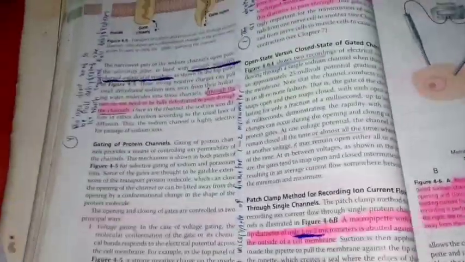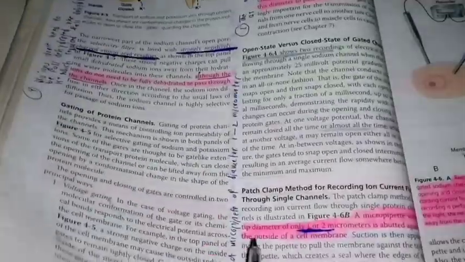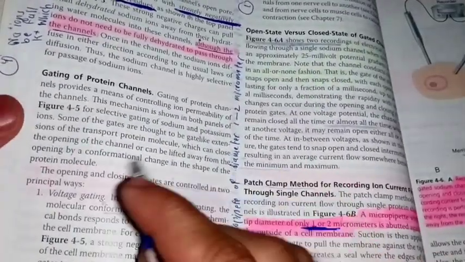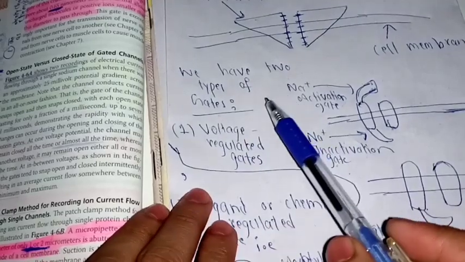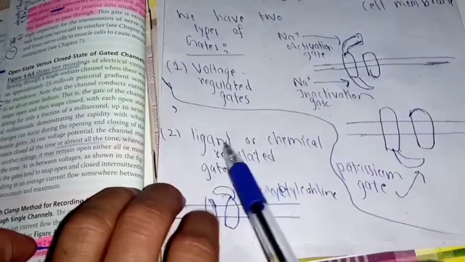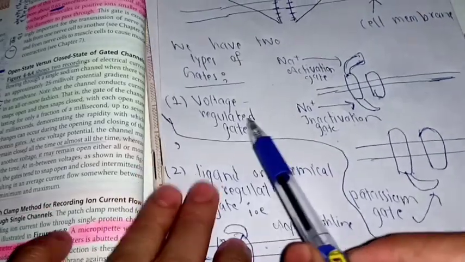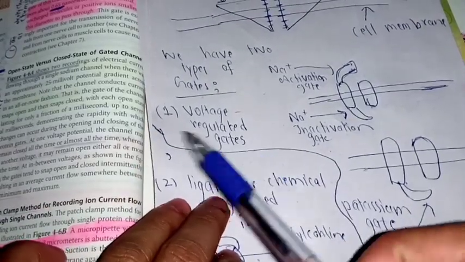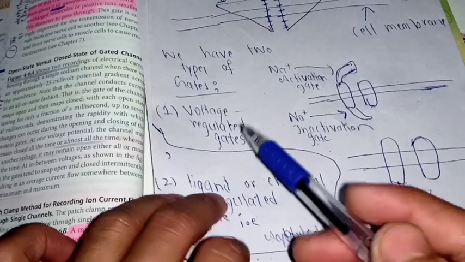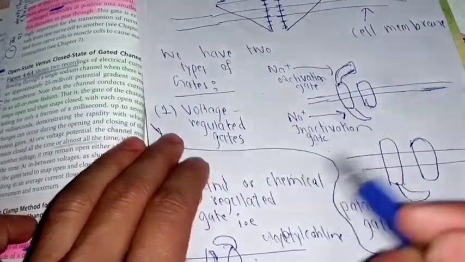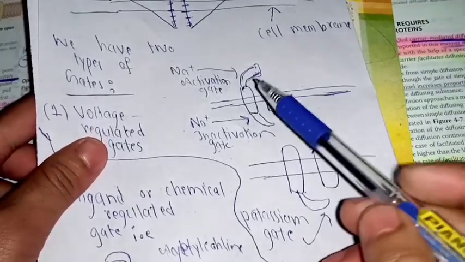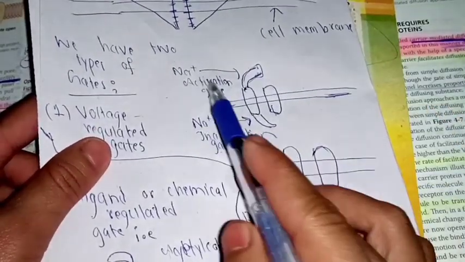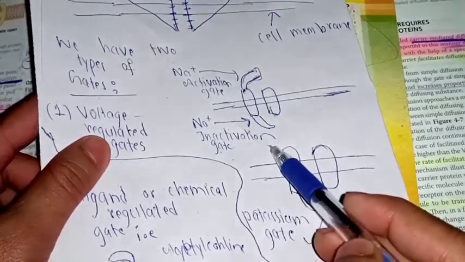Now another important topic about these channels is the gating of protein channels. What is the gating of the protein channel? First of all, we have two types of gates: voltage regulated gates and ligand or chemical regulated gates. The voltage regulated gates are those regulated by the differences of ions. For example, the sodium channel contains two types of gates. One is the activation gate and another is the inactivation gate.